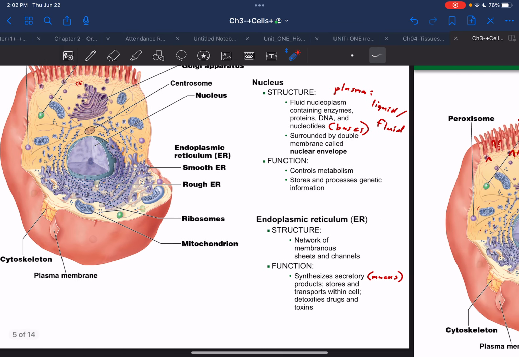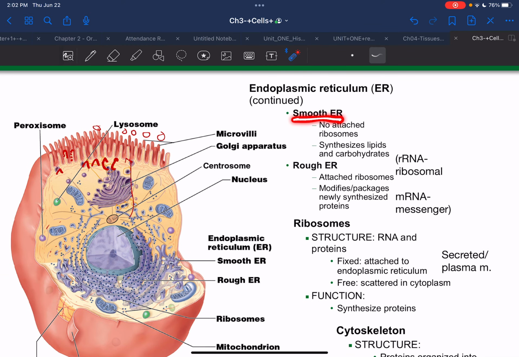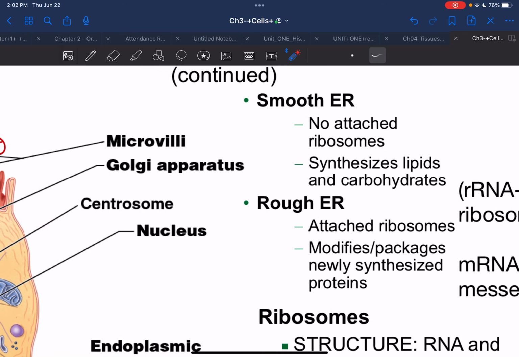And let's go to this next page because I do remember I split into this segment here. And so you'll see smooth ER again, once more defined because it doesn't have those little dots. Those little dots are called ribosomes. We'll talk about what they are next. So smooth ER does not have those little tiny beads, the ribosomes. And it synthesizes lipids and carbohydrates. And we know what lipids are, right? We know what carbohydrates are. And again, they're synthesized in the smooth ER.